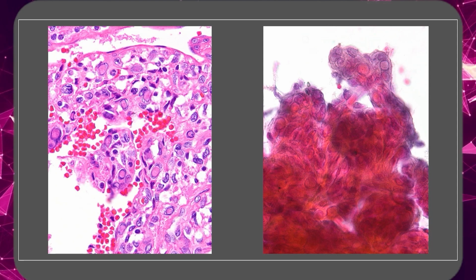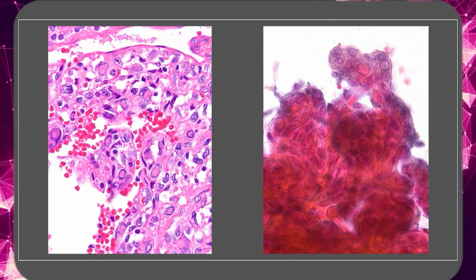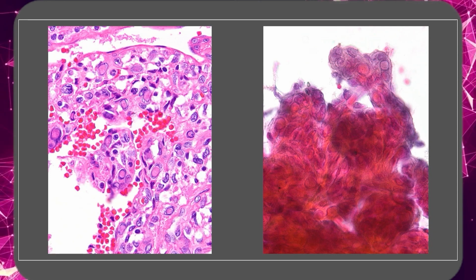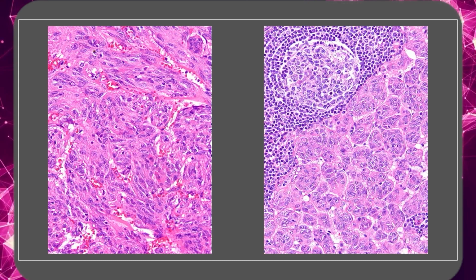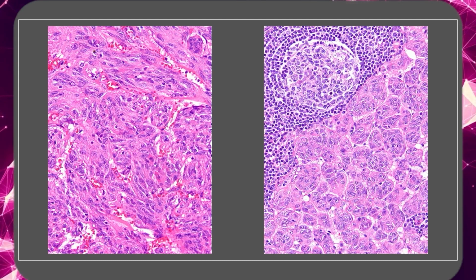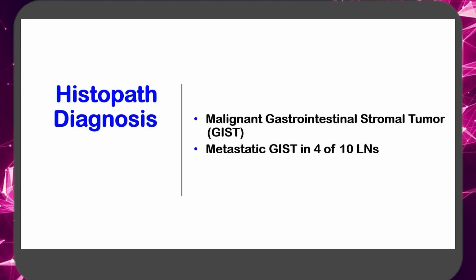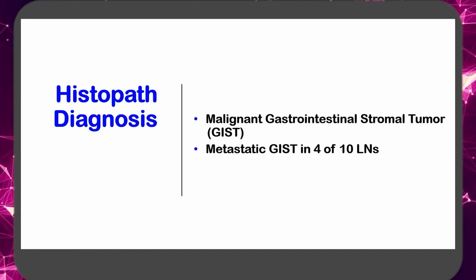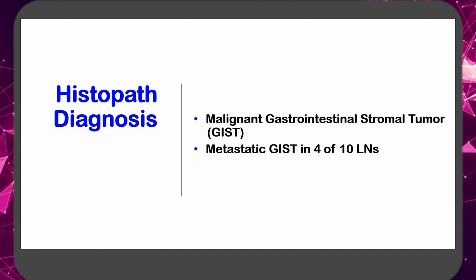So indeed, there was lymph nodal involvement also, but the most gorgeous intranuclear inclusions you can ever see in any case. And that's the lymph node, which had positive metastasis. And based on morphology and immunohistochemistry, it was signed out as malignant gastrointestinal stromal tumor with 4 positive nodes. So what a case this was, as you can see.